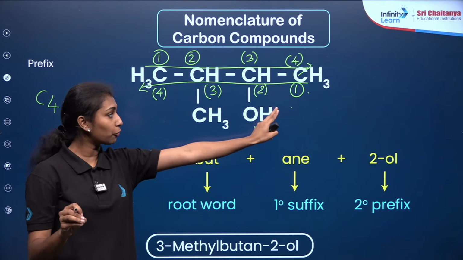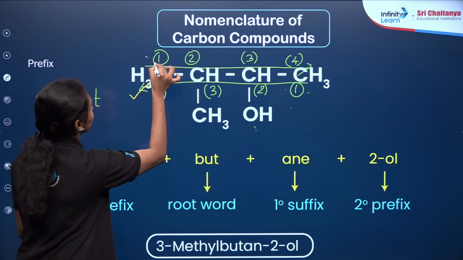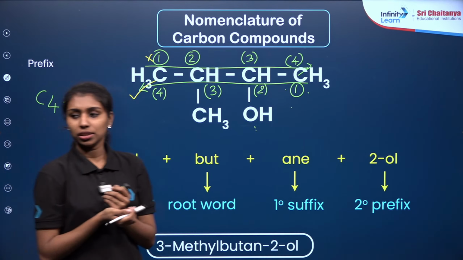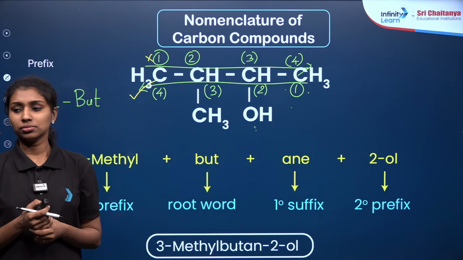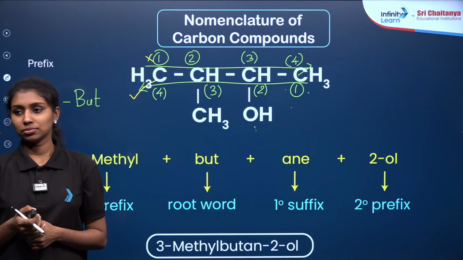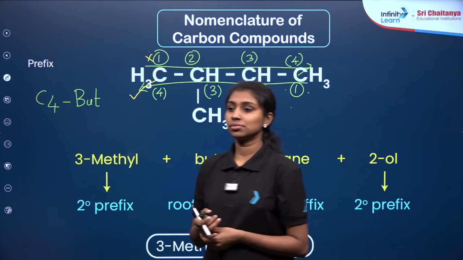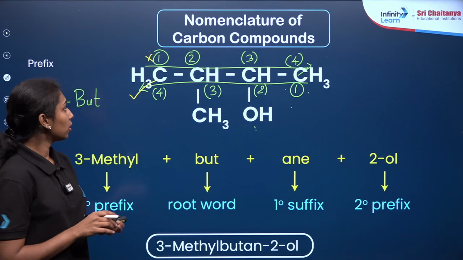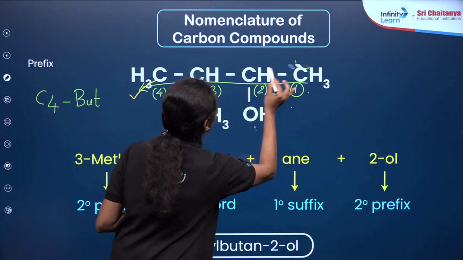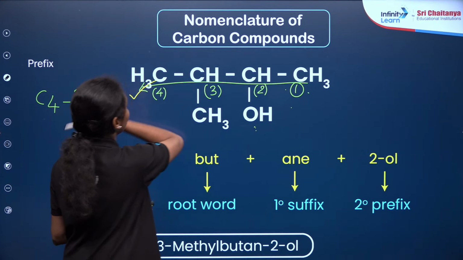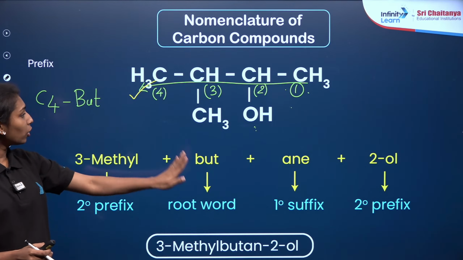We can start the numbering from here only. 1, 2, 3, 4. This will be the right choice of numbering, not this. Are you getting my point? So this will be the numbering 1, 2, 3, 4. So we got the root word, right?